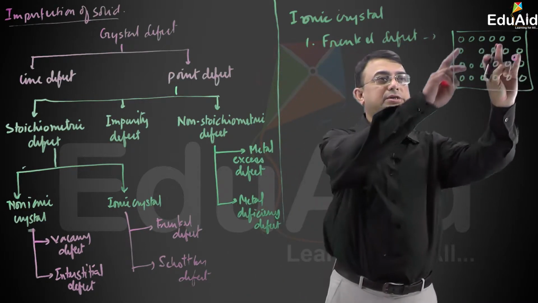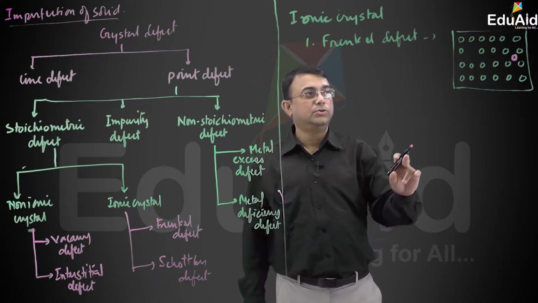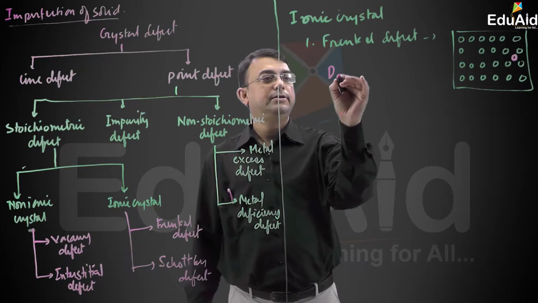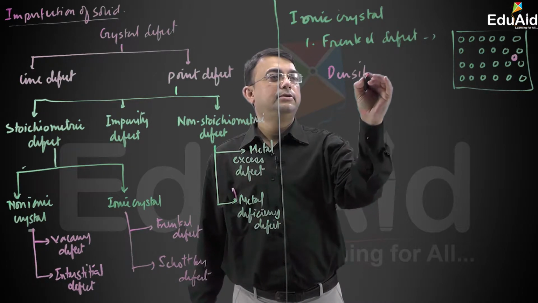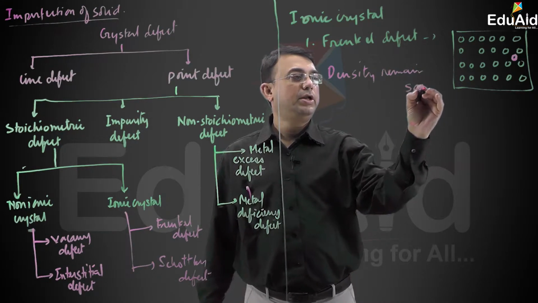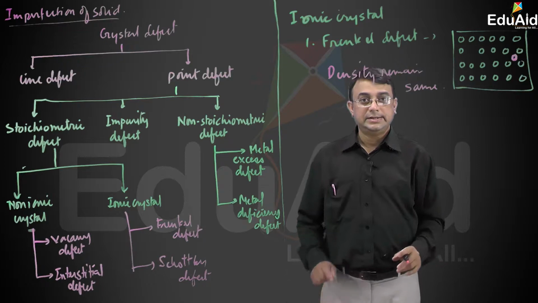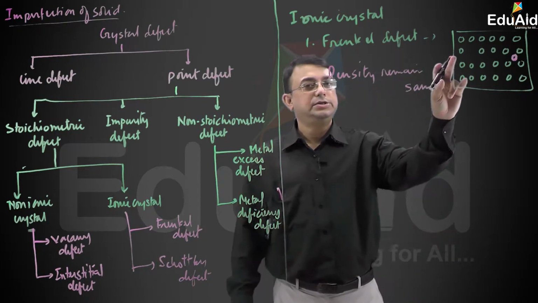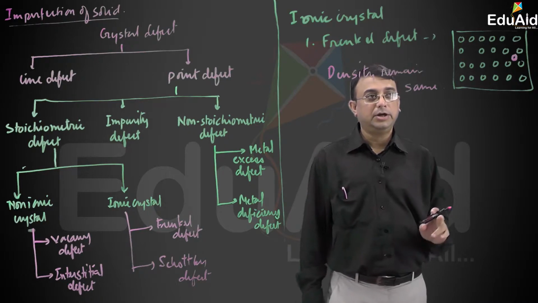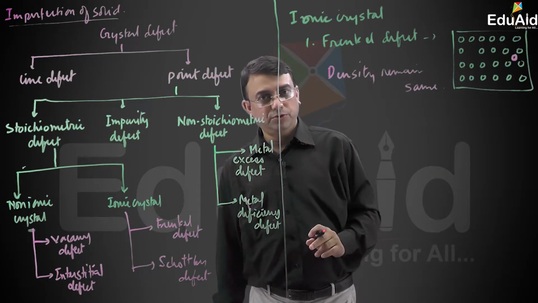There will be no change in the number of ions. There is no change in the number of ions, do you see? So for that reason, the density remains the same. Here the density remains the same. Okay? And there is no increase in the number of cations or anions. There is no change in the number of ions. And that is why electrical neutrality is also maintained.